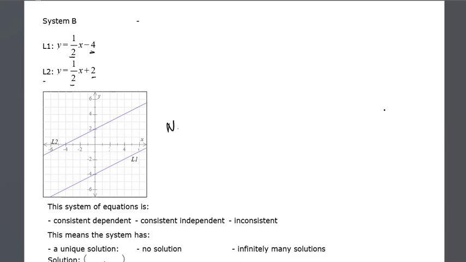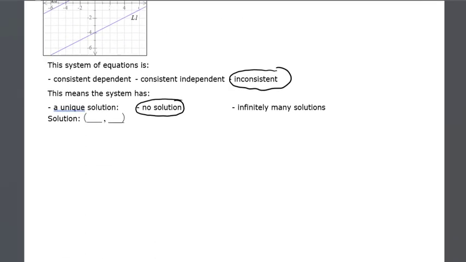Therefore, there is no solution to the system, which means the system is inconsistent and it has no solution. And let's look at the third example.